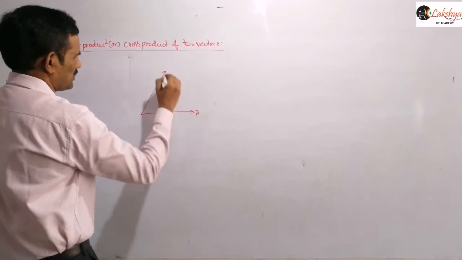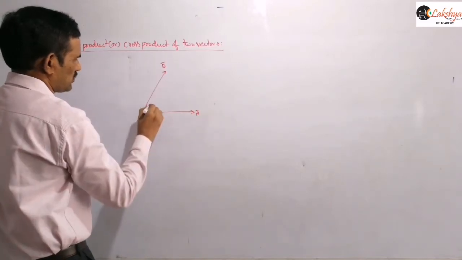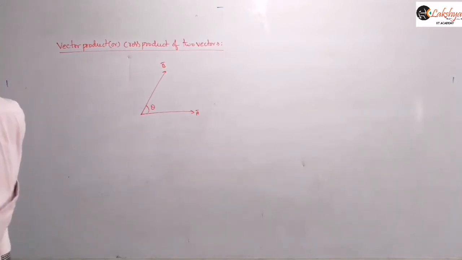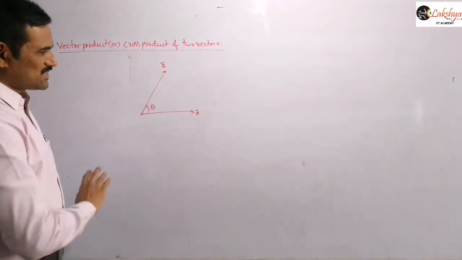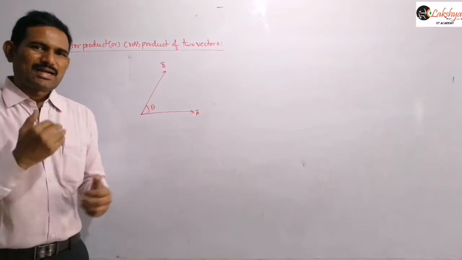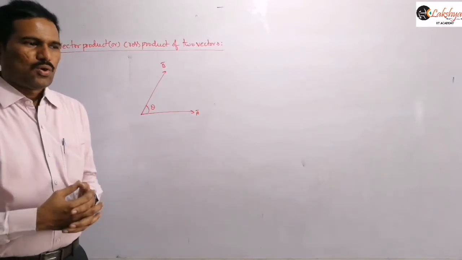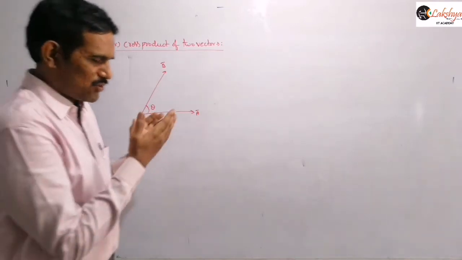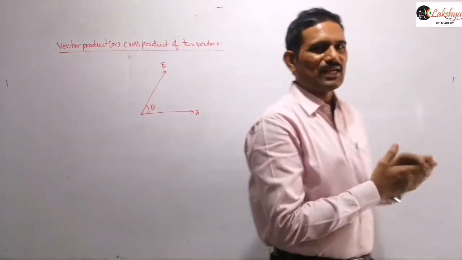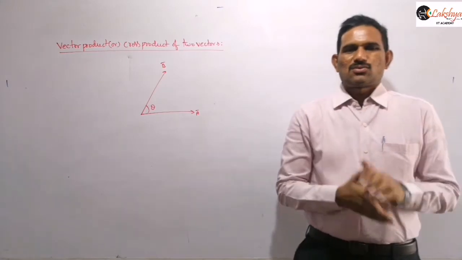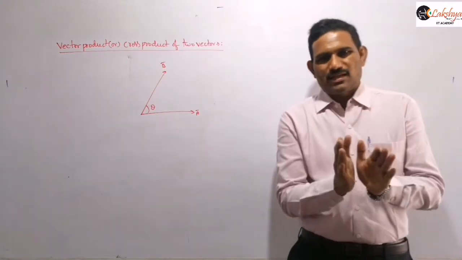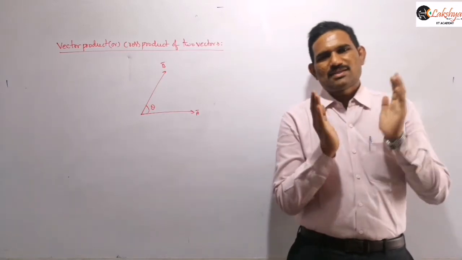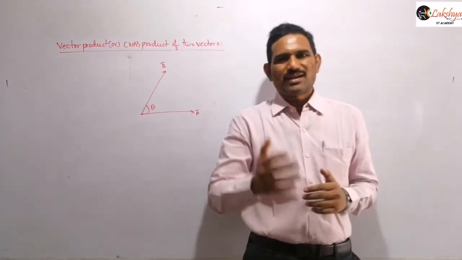Suppose I am taking A bar and B bar, these two vectors inclined at an angle theta with each other, and both vectors lying in the same plane. Now, the cross product of these two vectors will give another vector whose direction is perpendicular to the plane containing those two vectors. So, dot product will give a scalar, but this cross product will give a vector quantity. Since it is giving a vector quantity, we should also define the direction of that vector.